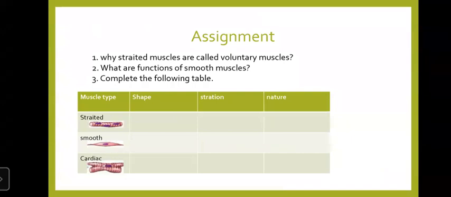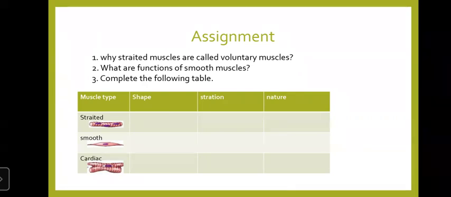Now here is the assignment for you all. You will have your semester exams soon, so please study these questions. Why are striated muscles called voluntary muscles? I hope you have got this answer by now. As the movement of striated muscles is under the control of our will, they are called voluntary muscles.